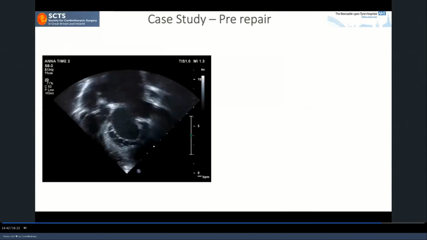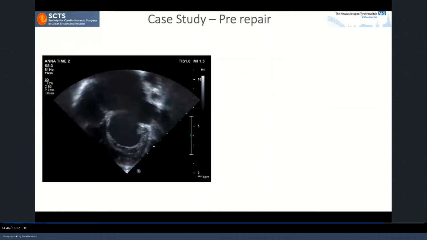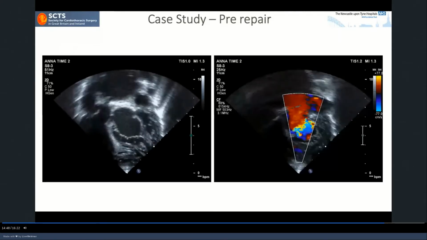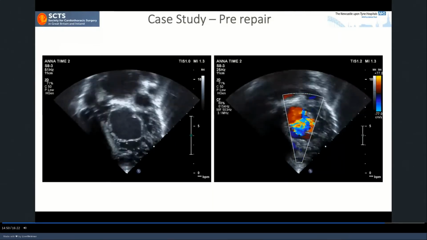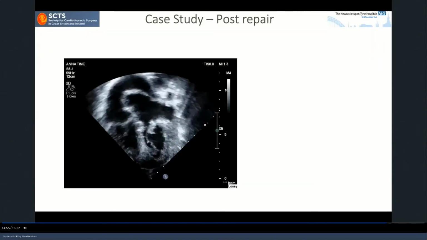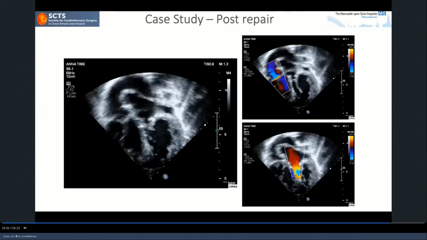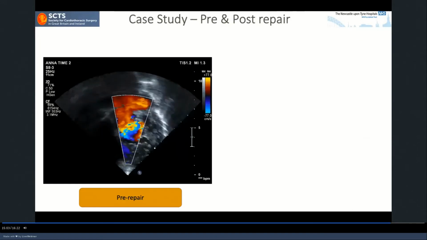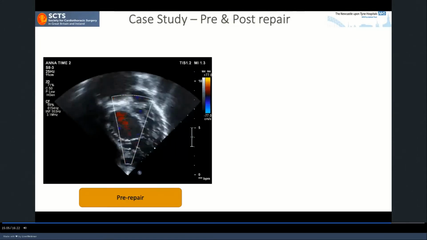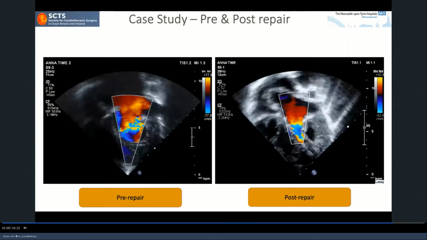So this imaging in 2D echocardiography shows the tricuspid valve, which is Ebsteinoid and severely regurgitant. This is preoperatively. The child then went for surgery, and this is the post-surgical outcome with good function and acceptable regurgitation through both the right and the left valves. So here is a video of the regurgitation preoperatively, and this is comparing it postoperatively.